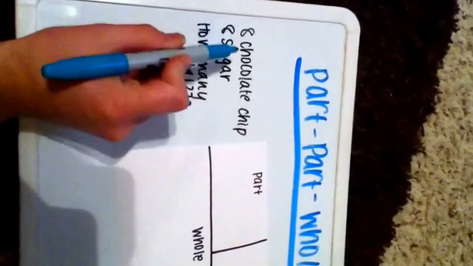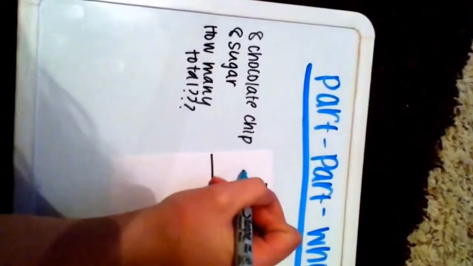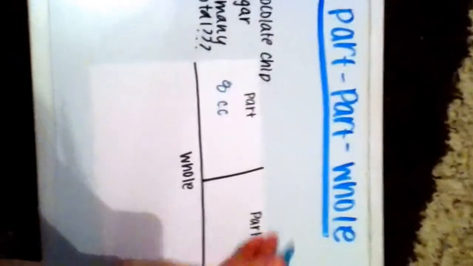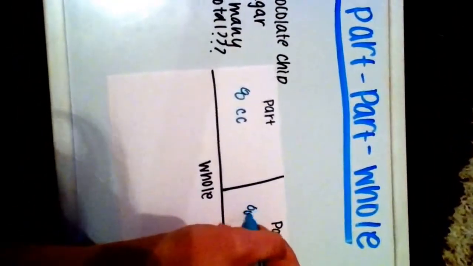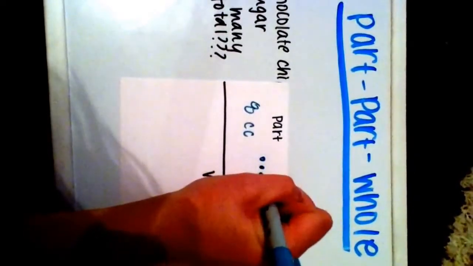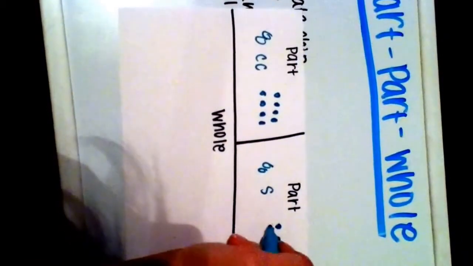So the first thing we're going to do is, we know part and part. So we can have 8 chocolate chip cookies, and then we know the other part is 8 sugars. We can also do this through dots. 1, 2, 3, 4, 5, 6, 7, 8. So that might be an easier way to count these up. And then we're going to also have 8 sugars. 1, 2, 3, 4, 5, 6, 7, 8.